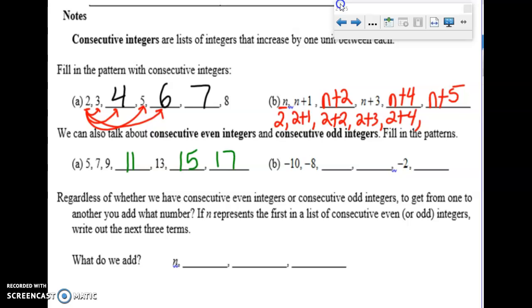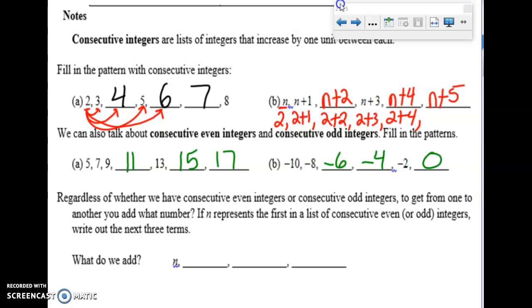All right. Now, again, consecutive integers could include negatives. These happen to be even numbers, and they are getting larger. They're getting closer to 0. So negative 10, negative 8, negative 6, negative 4, negative 2, and then eventually 0.